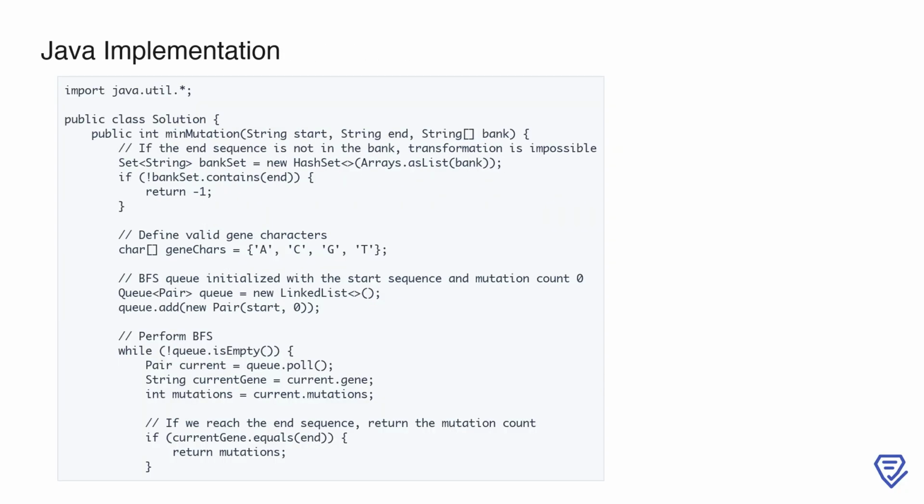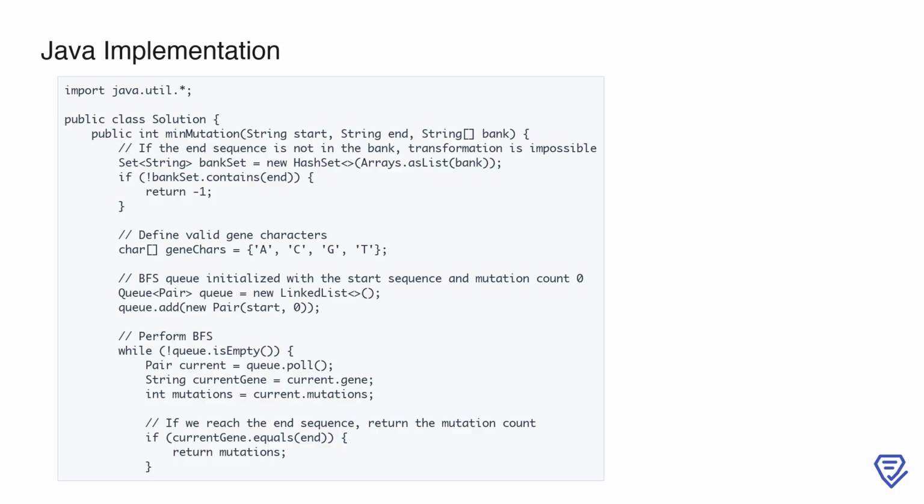Here, we start with the Java implementation of the minimum genetic mutation problem. First, we define the method min_mutation that takes the starting gene sequence, the target gene sequence, and the available gene bank as inputs. To ensure the target gene sequence can be reached, we convert the gene bank into a set and check if it contains the end sequence. If not, we return -1, as the transformation would be impossible.